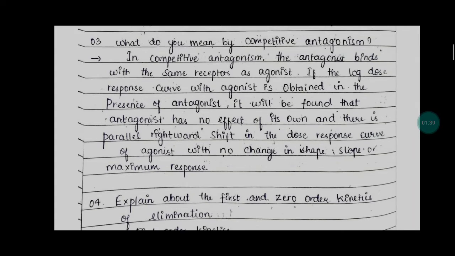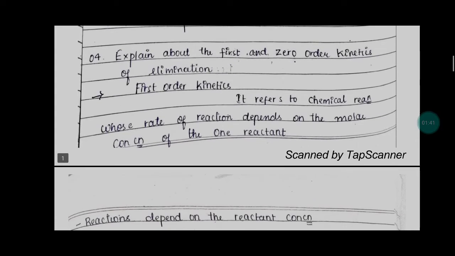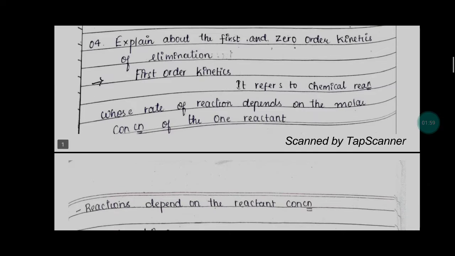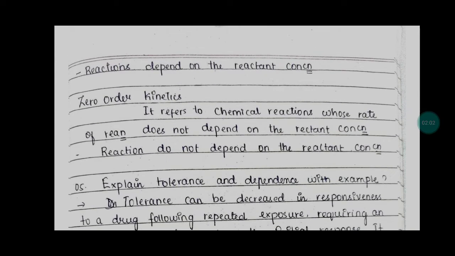So question number 4, explain the first and zero order kinetics of elimination. First order kinetics refers to a chemical reaction where the rate of reaction depends upon the molar concentration of one reactant, whereas zero order kinetics refers to a chemical reaction whose rate does not depend upon the reactant concentration.